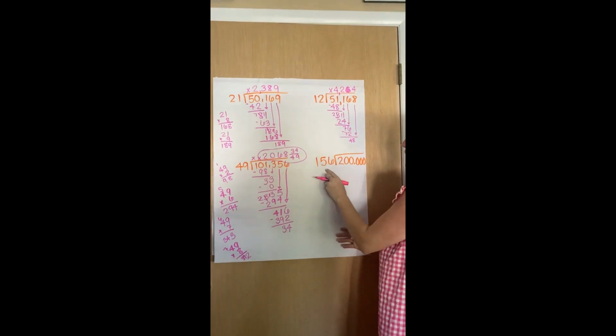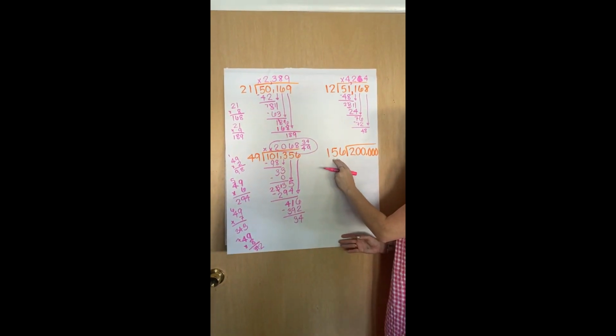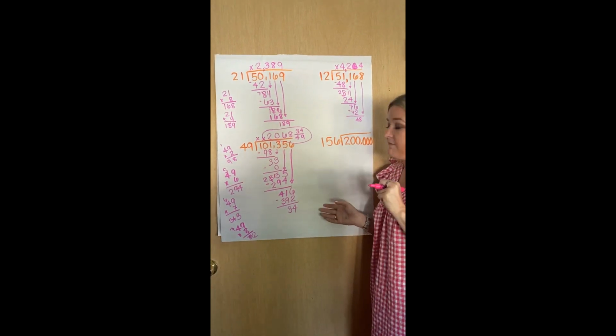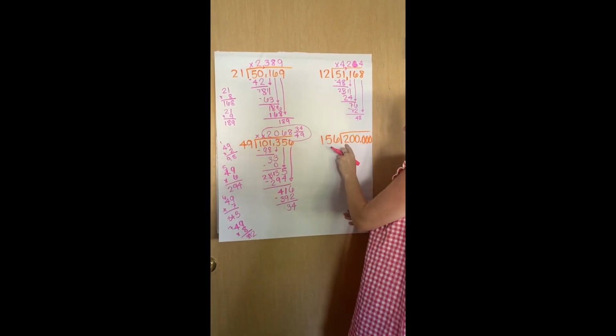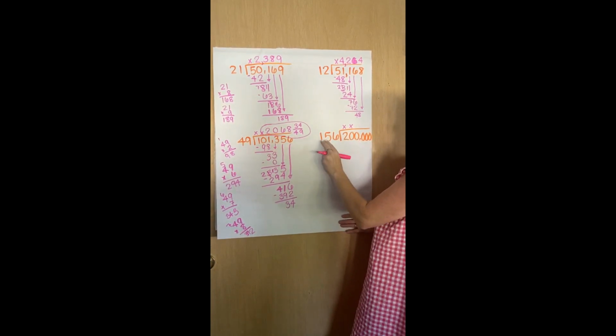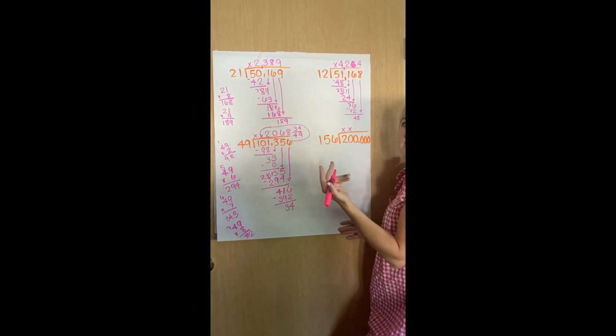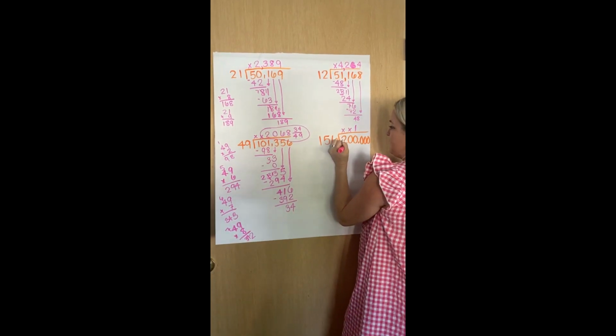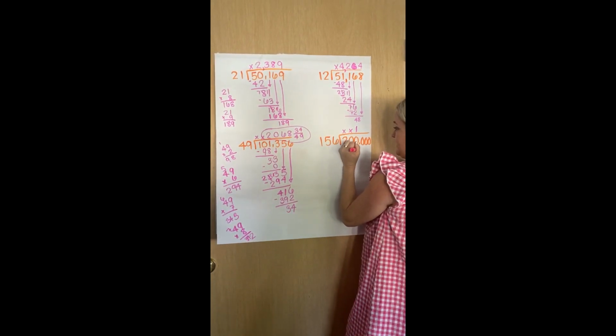All right, so I'm going to say 156. Now, again, we've been doing 2-digit divisors. Now we're upping it, and we're going to have a 3-digit divisor. So 156, we know it doesn't go into 2. We know it doesn't go into 20. It's actually kind of easy for us. And we know 156 is obviously going to go into 200 just one time. So 1 times 156 is 156.